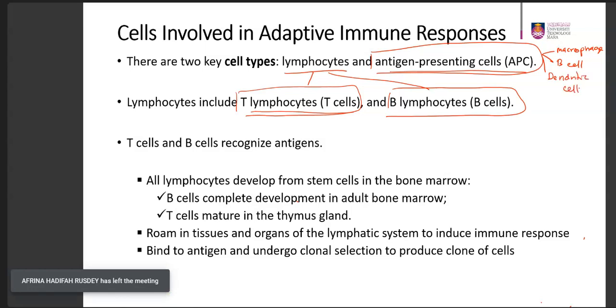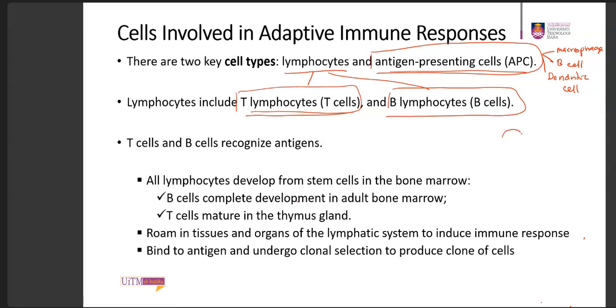Okay, so these are the 3 cells that will become APC, and these 3 cells are capable of engulfing the pathogen, degrading or destroying the pathogen into fragments, into antigen fragments, and then the antigen fragment that is produced by these 3 cells will be presented on the surface of the cell.